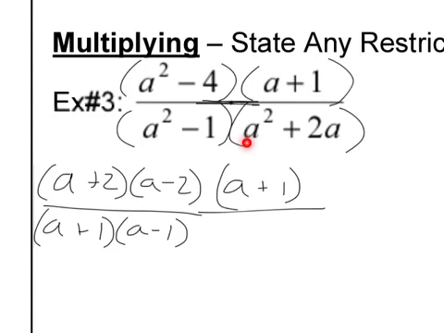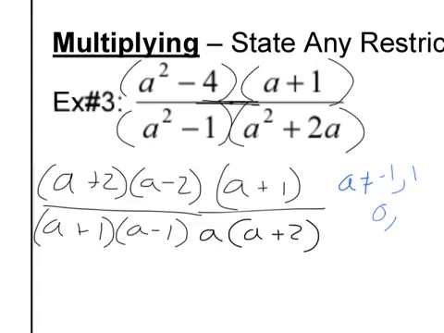And then here I can pull out an a from both of these. So you get an a just kind of all by itself, and be left with an a plus 2. So what would my restrictions be? Well, what can a not equal? Let's look. It can't equal negative 1. It can't equal positive 1. If I plugged in a 0 here, the whole thing would be 0, so it can't equal 0. And it can't equal negative 2 here. So there's 4 restrictions on this one.